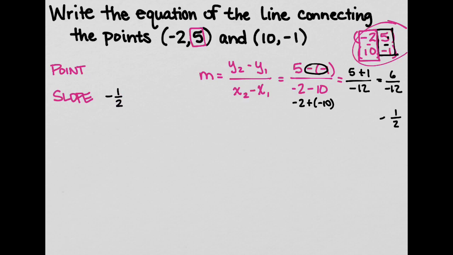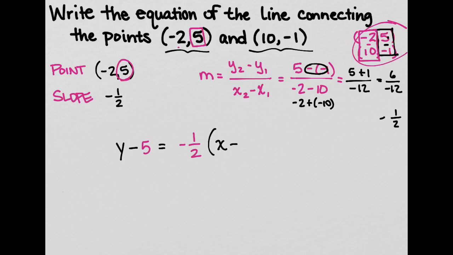It's not going to make a difference which point you choose for your point in point-slope form. Again, you should get the same answer either way. So I'm going to go ahead and just go with (-2, 5), just because it's the first one. No other reason than that. So point-slope form: y minus the y value, which is 5, equals m, which is the slope, times x minus the x value, which is negative 2.